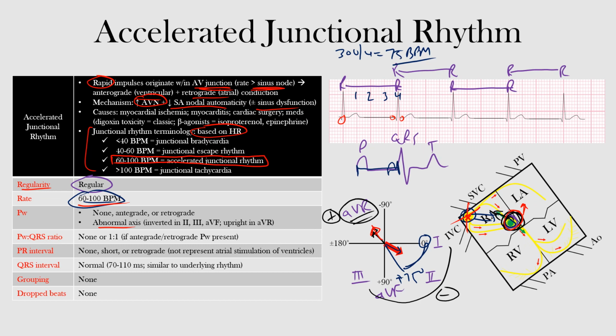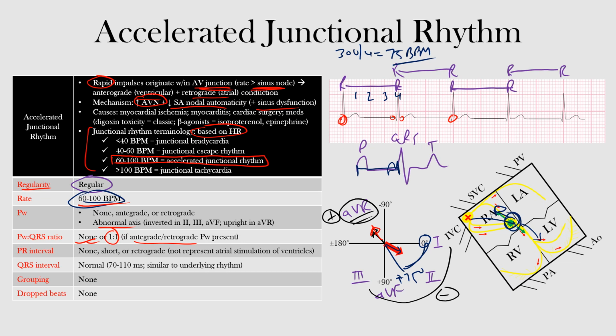The P to QRS ratio, we may either have no P wave, okay, because it's buried within our QRS. In such cases, we won't have a ratio, or it will be 1-to-1 if there's an antegrade or retrograde P wave present. The PR interval, again, if our P wave is buried within the QRS complex, we won't have a PR interval, or it will be short or retrograde, okay. And the one thing to note is that because we have this retrograde conduction, we do not have the atria depolarizing the ventricles as we would in a sinus rhythm. Instead, we have it coming from here and going retrogradely to depolarize the atria, okay?